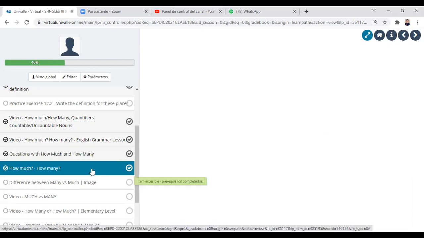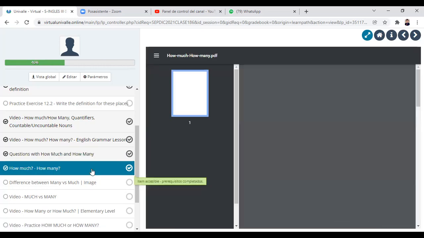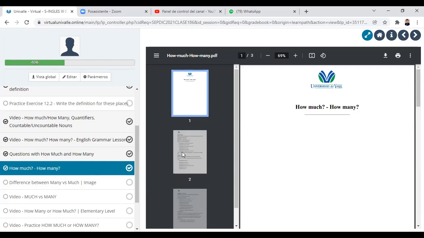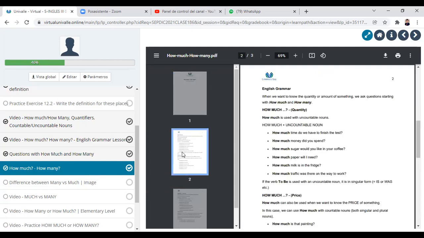Also in here, how much and how many. In this case, when we want to know the quantity or amount of something, we ask questions starting with how much and how many. How much for quantity? How much is used with uncountable nouns. And we have the grammar structure to make statements. How much plus uncountable noun?